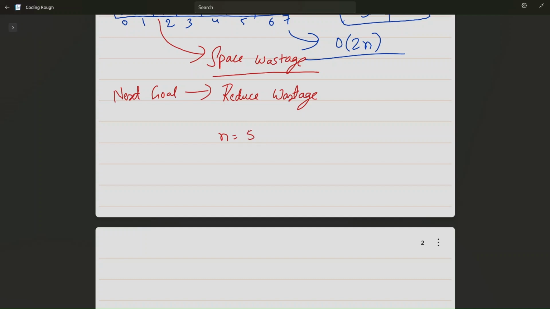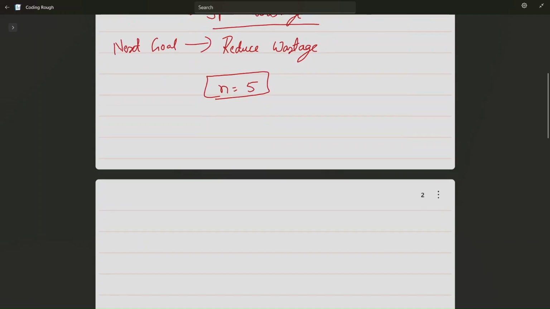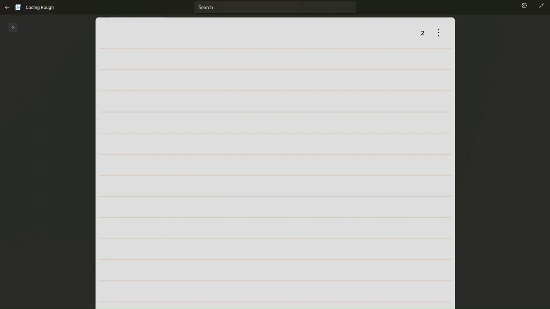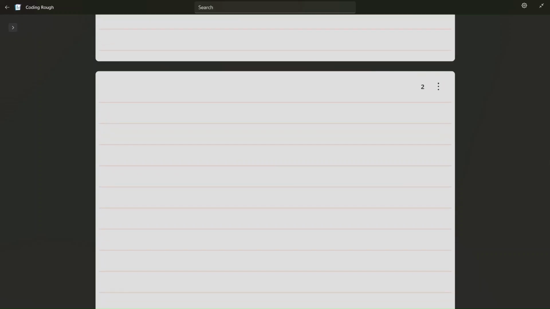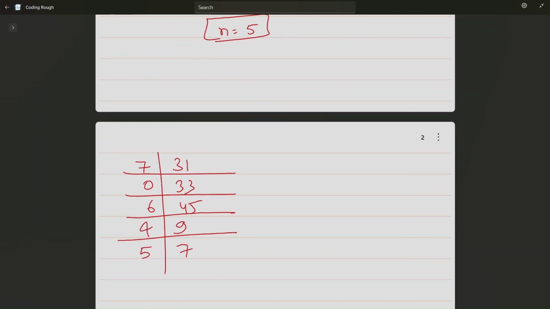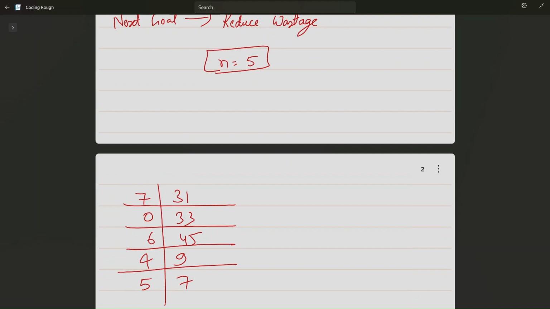Okay, now what are the keys? Let's do one more quick round. Our keys are this: 7 is 31, 0 is 33, 6 is 45, 4 is 9, and 5 is 7. Okay, let's make the values to be, okay, let's keep it 5 only.